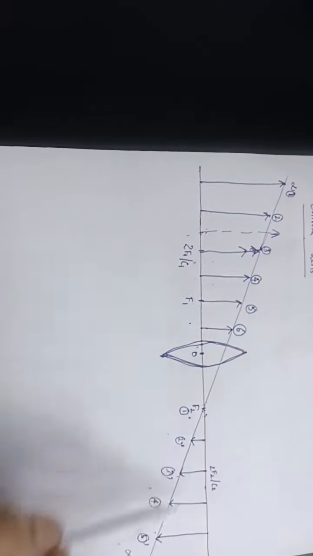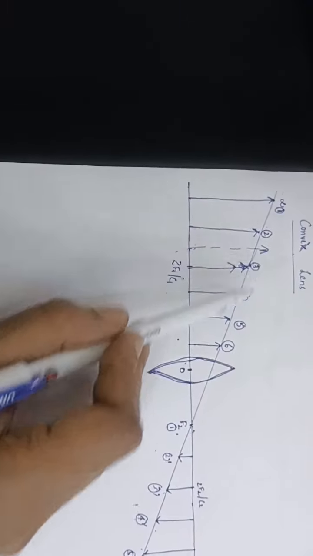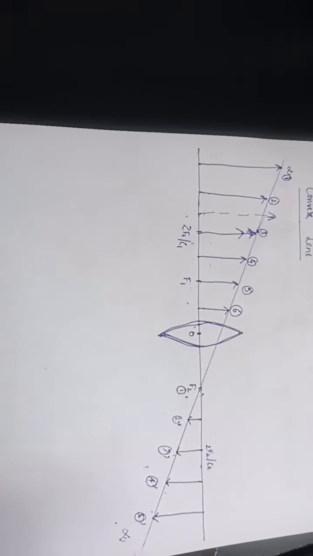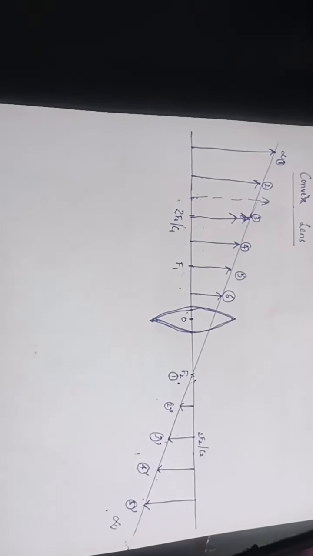So remember this slanting line of X, and your numbering should go along this axis. Easily you can recollect all the positions of the images as per the object.